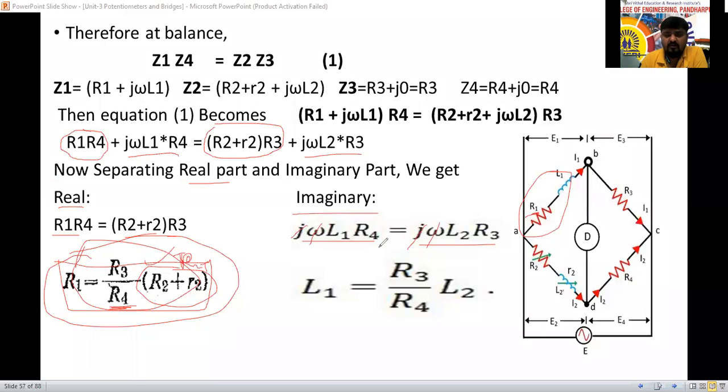L1, there is no L1 term. R4, there is no R4 term. So what can we write? We can write the formula L1 R4 equals L2 R3. L2 R3 we can get here now.